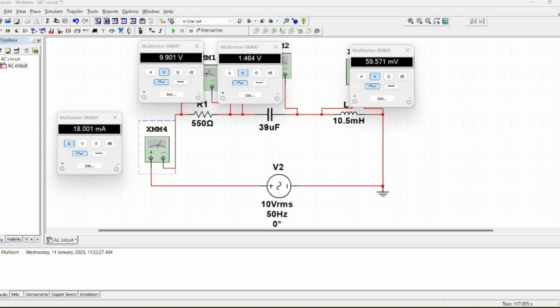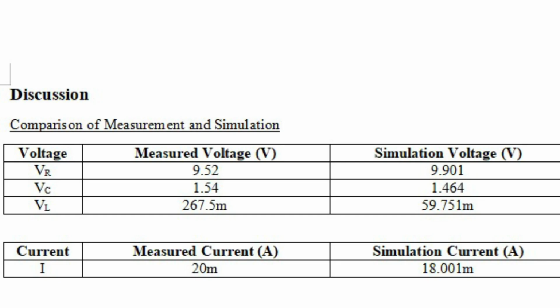As you can see, the four multimeters we use in our simulation show the readings. In this discussion, we compare the measurement and the simulation. Voltage across each resistor connected in series follows different rules to that of the series current. From the lab, for voltage across the resistor we got 9.52 volts and 9.901 volts in simulation. For the capacitor voltage, we got 1.54 volts and 1.464 volts in simulation.